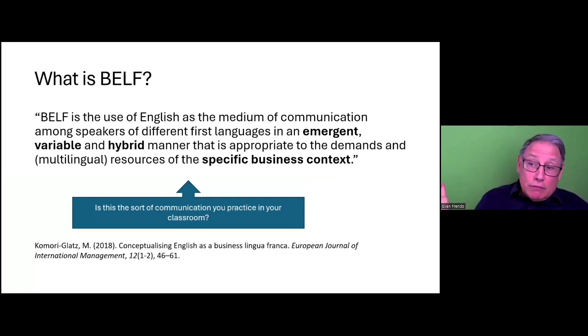First of all, what is BELF? BELF is the use of English as a medium of communication among speakers of different first languages. So it could be native speakers and non-native speakers, to use wonderful terms, but it's emergent, it's variable, it's hybrid. And already you can start hearing words like emergent, which we've already talked about in task-based learning, especially in the strong version of it. Specific business context, again, all based on real-world needs analysis. So there's a crossover between BELF and TBLT.